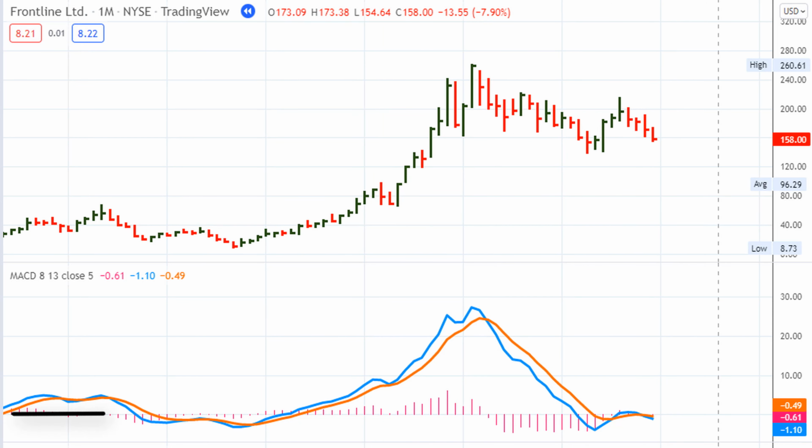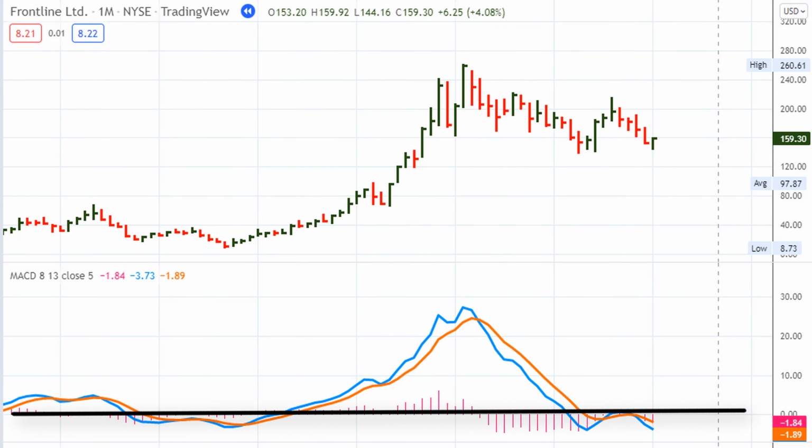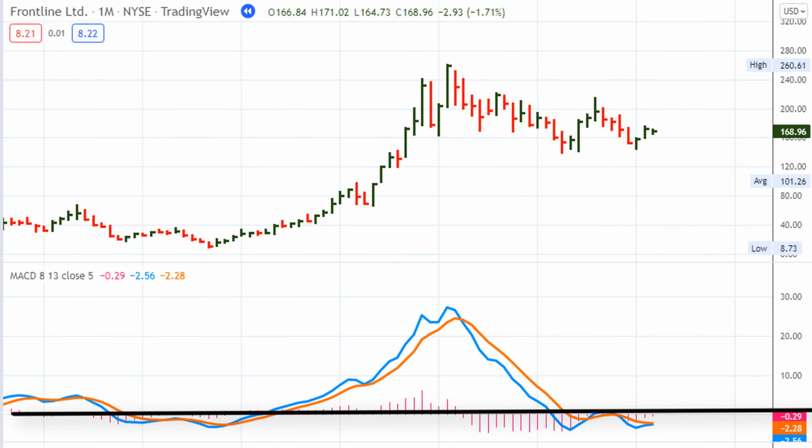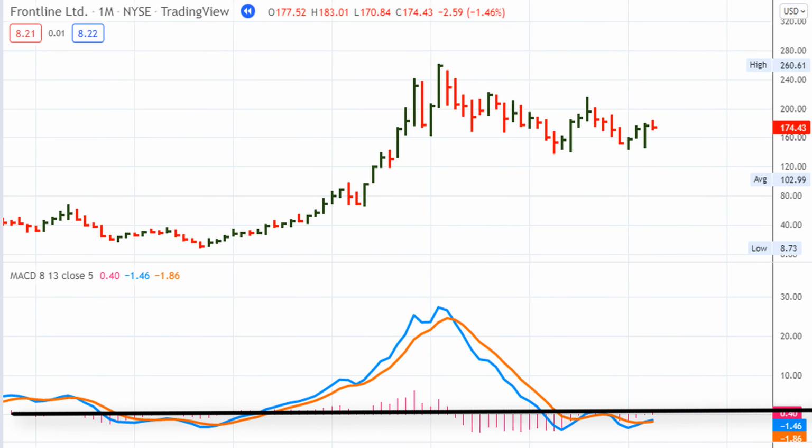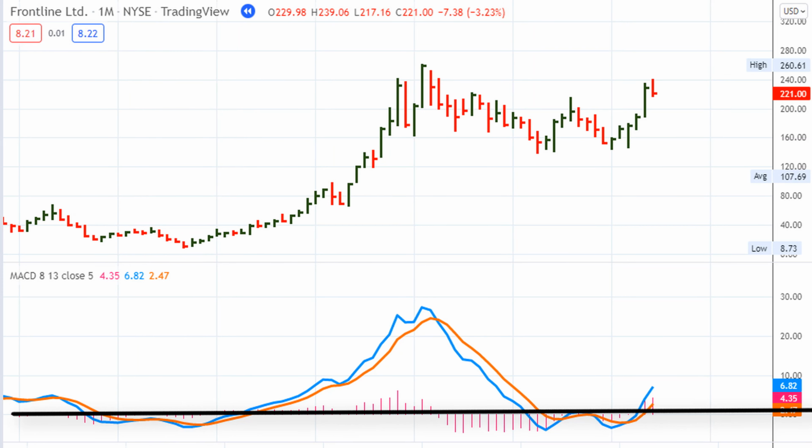Now notice what's going on here. Looks like a crossover, but now look at the MACD. It's going down, down, down. Take a look at how it's forming. Okay, right there, I'm going to pause it right there.